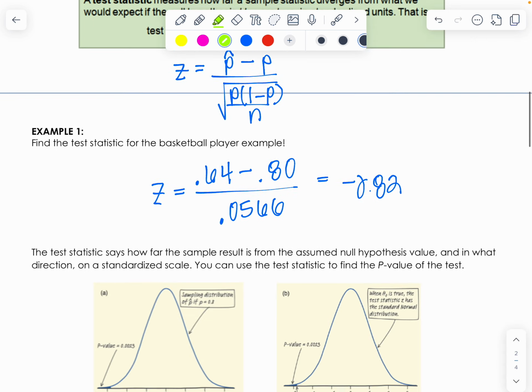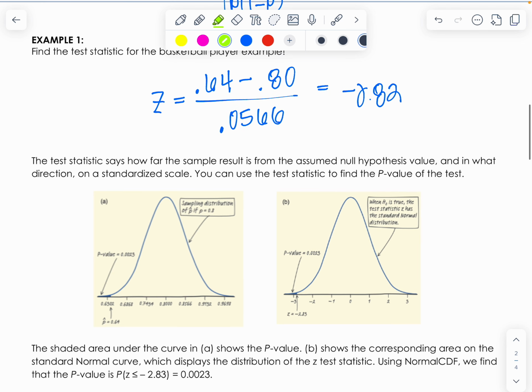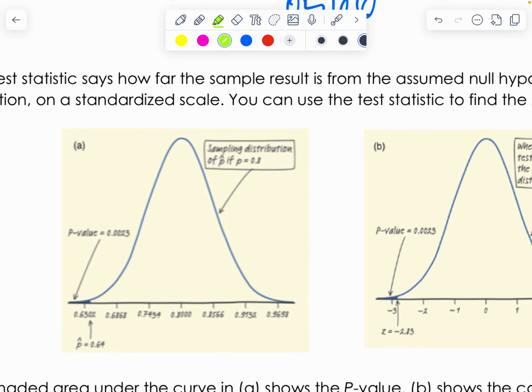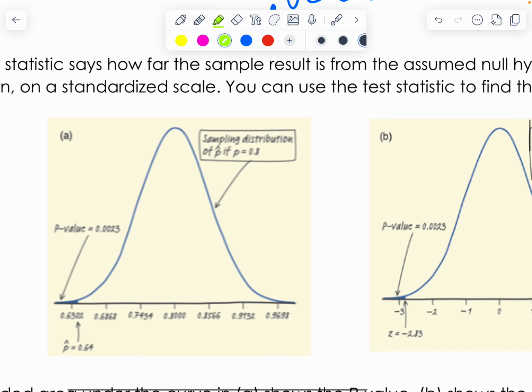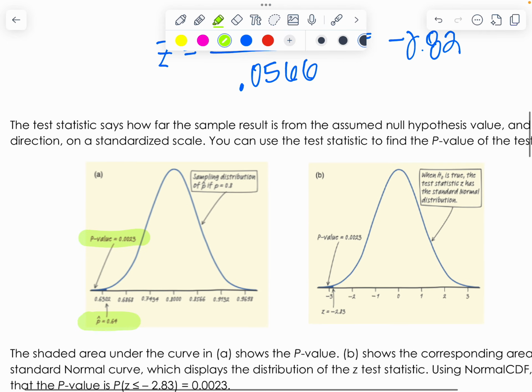Okay, so now what do? That test statistic says how far the sample result is from the assumed null hypothesis value, which was 80%. So in this case, here is our sketch, right? We've got our 80% in the middle. We've got our standard deviations. This points out where that p-hat value is, and it gives us a p-value, right?